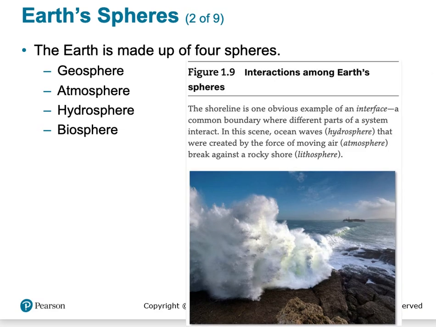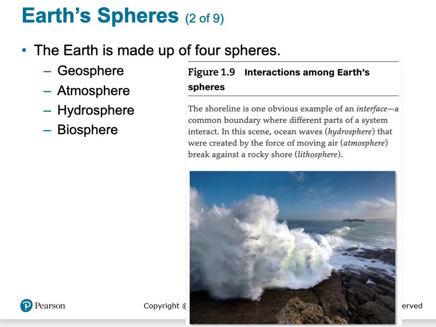So again, the Earth is made up of four spheres, which I just mentioned, and here's another example of these spheres interacting with one another. The shoreline is one obvious example of an interface, a common boundary where different parts of a system interact. So in this scene, ocean waves, which represent the hydrosphere, were created by the force of moving air, which represents the atmosphere, which here is breaking against a rocky shoreline, which is known as our lithosphere.